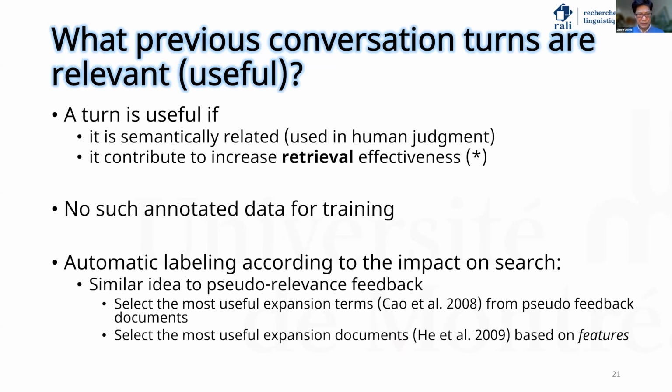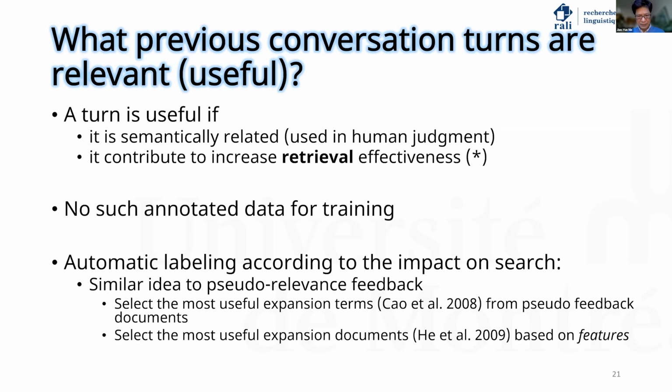But we can also think about the utility in a different way. We can think of a previous term to be useful if it can really help to increase retrieval effectiveness. And this will directly relate the utility of a previous term to the search task. Unfortunately, we don't have training data that indicate which previous terms will help to increase retrieval effectiveness.